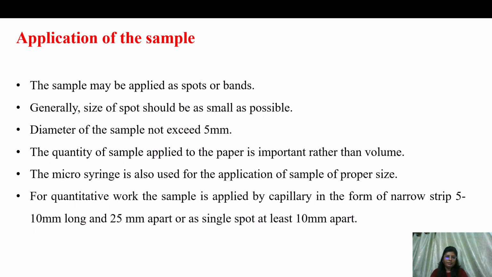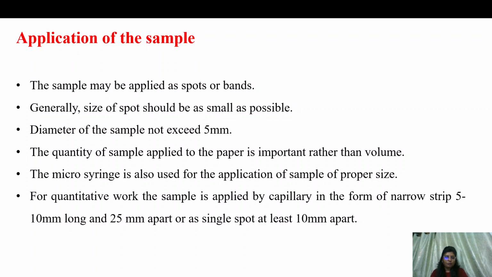Now application of the sample. The sample may be applied as a spot or in the form of a band. Generally the size of the spot should be as small as possible. The diameter of the sample should not exceed 5 mm. The quantity of the sample applied to the paper is important rather than the volume, so the concentration in which you are applying that particular sample is important.